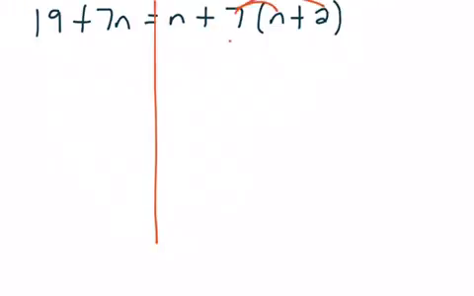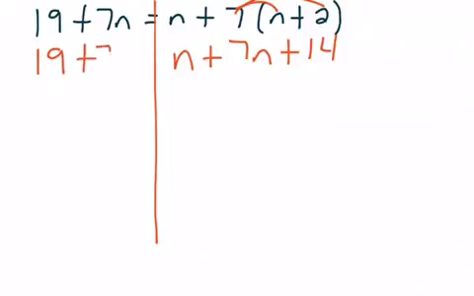7 times n would be 7n. 7 times 2 would be 14. And then I'd just drop everything else. So my first level is now 19 plus 7n equals n plus 7n plus 14.